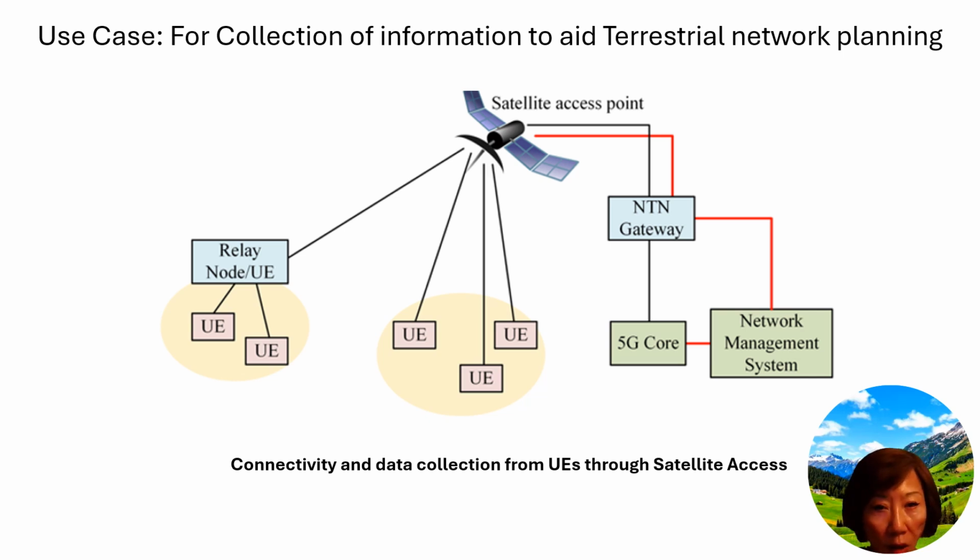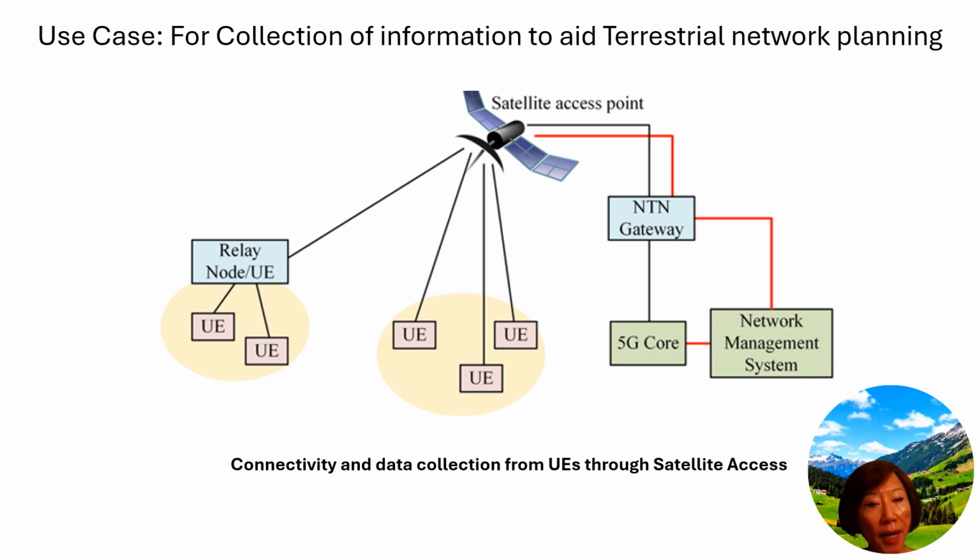So what are we looking at here? We have at the top of the image a satellite access point representing the satellite providing coverage. We have UEs. There are multiple UEs shown representing various devices or sensors in the field. Some UEs are grouped together, indicating they might be in the same geographical area. And then we have a special UE called relay node that acts as a relay for other UEs, extending the network's reach.